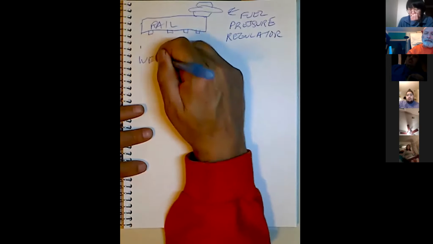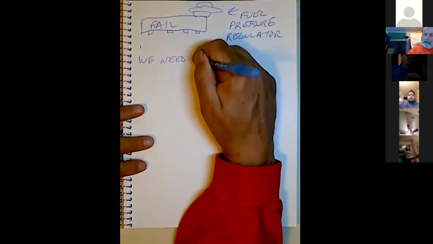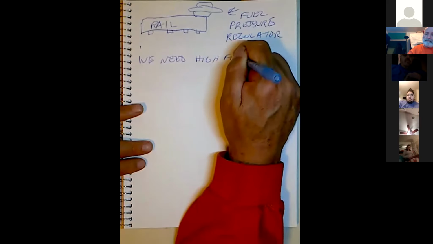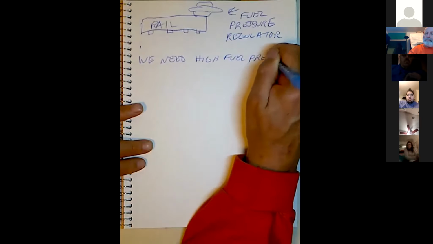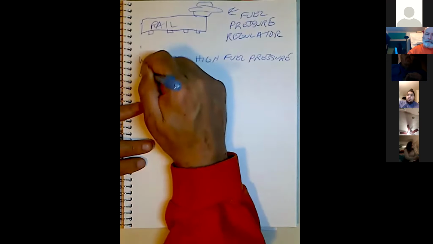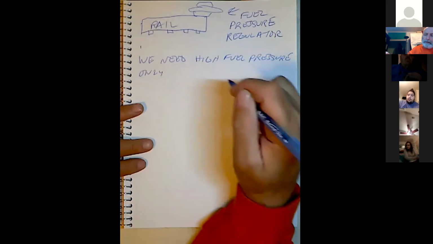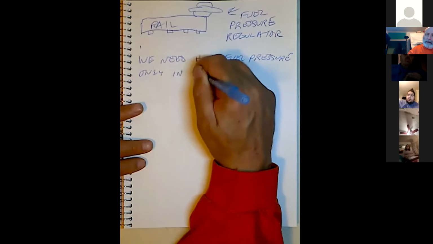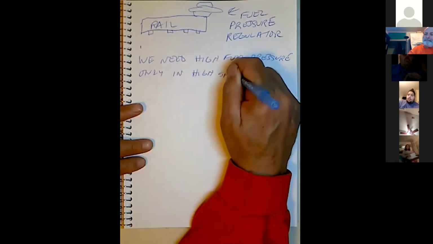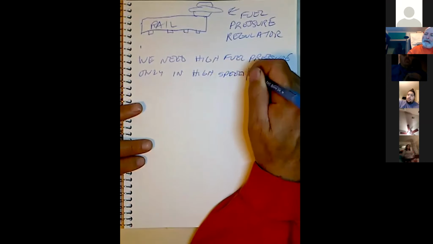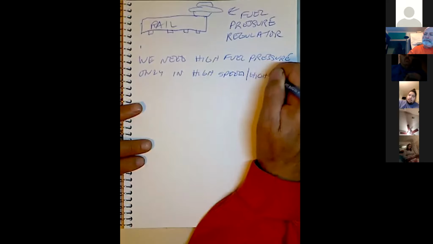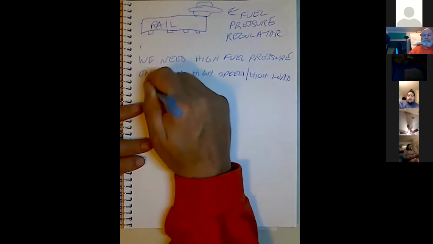So, the point I was trying to make was that the fuel pressure regulator is there to lower the fuel pressure when we don't really need high fuel pressure. Now, when do we need high fuel pressure? When we're going fast. Under heavy load. Acceleration. Yep. We only need high fuel pressure under high speed, high load conditions.